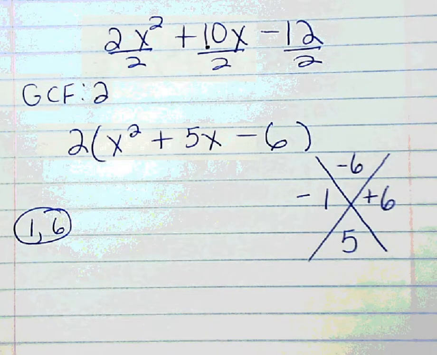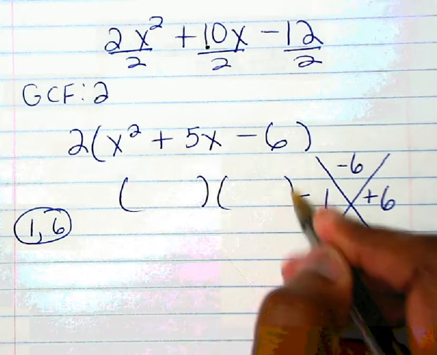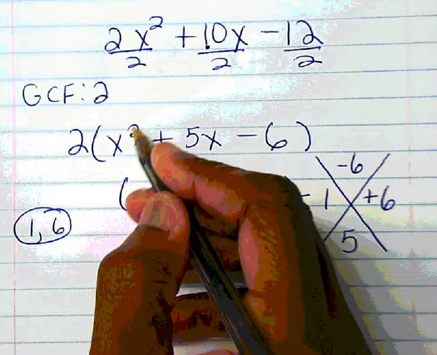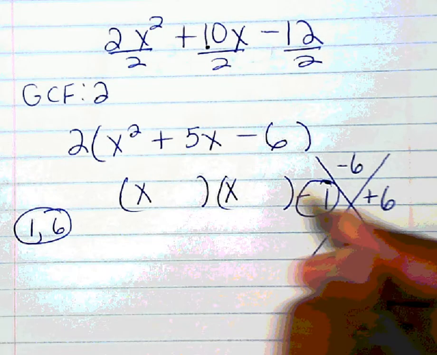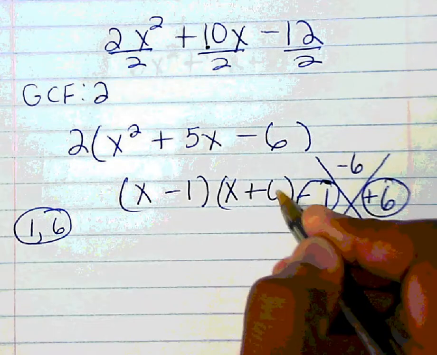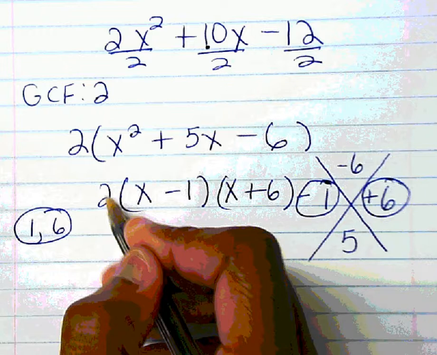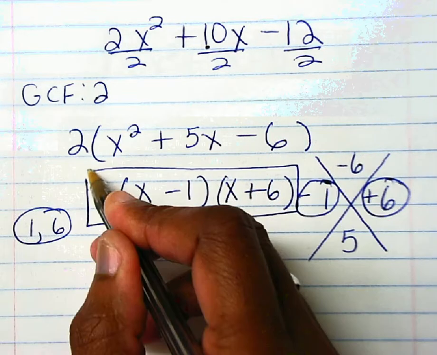And again, like I told you, a trinomial is going to factor into two binomials. In order to get x squared, I multiplied x times x. I have a minus 1. I have a plus 6. And I bring down my greatest common factor. There's my final answer.